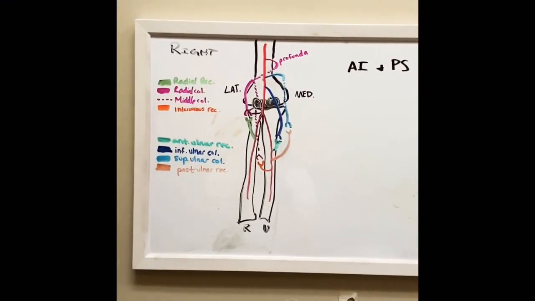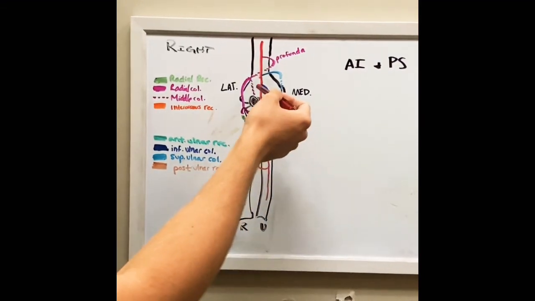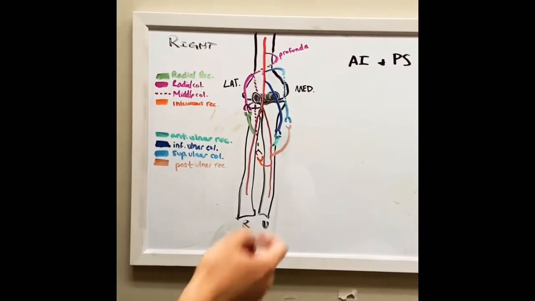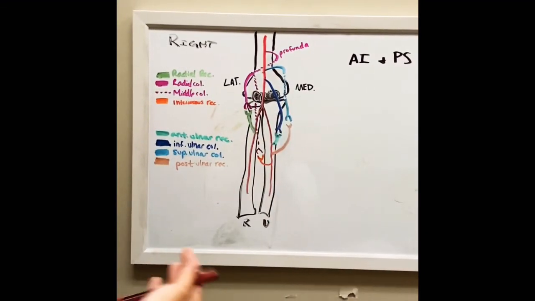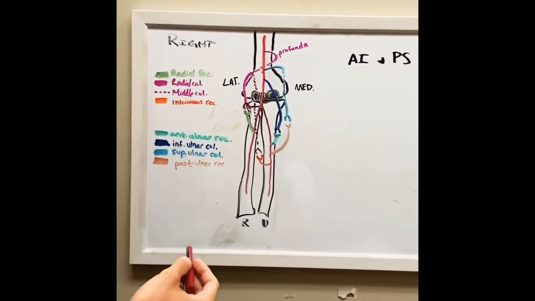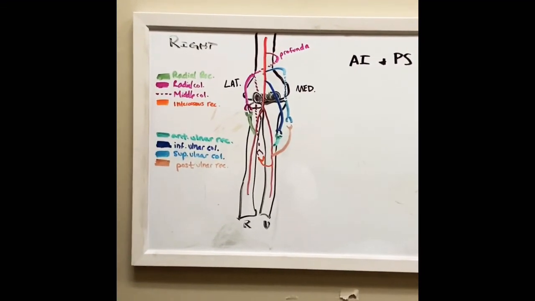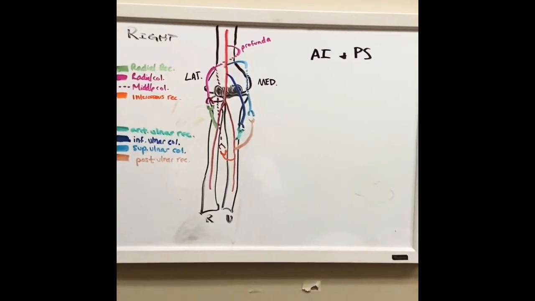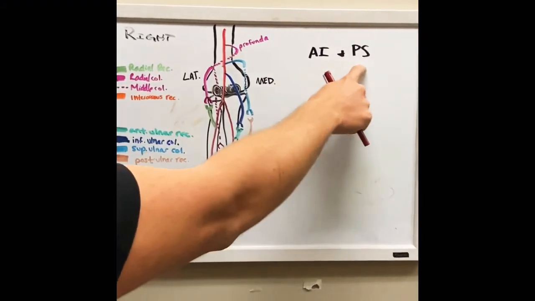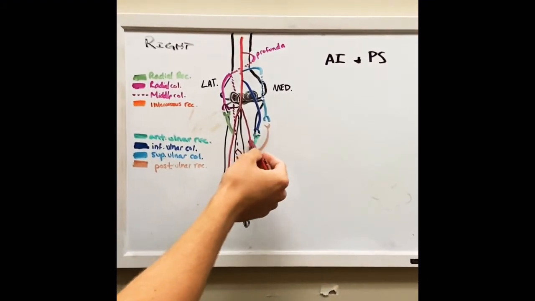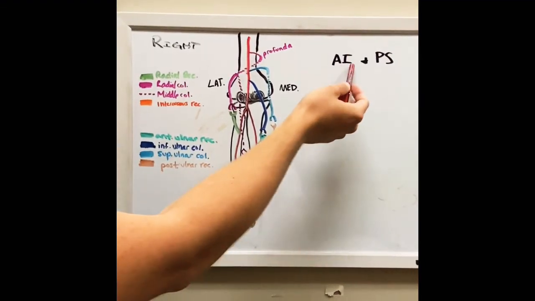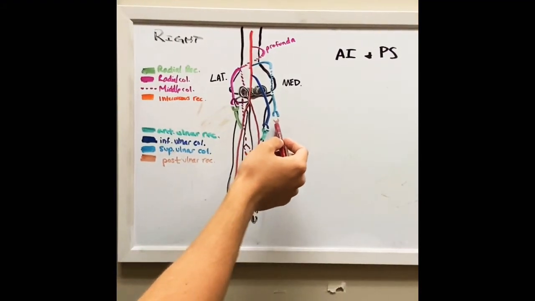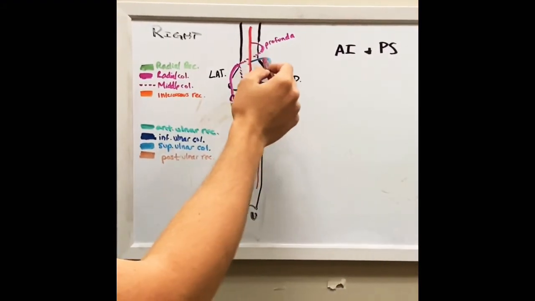Then flipping to the medial side of your arm, off of your brachial artery, you're going to have a superior and an inferior ulnar collateral artery. These arteries are going to come down and anastomose with other recurrent arteries, called your posterior and your anterior ulnar recurrent arteries. Just a quick acronym that you could use to remember those: I would always just remember AI and PS. Your anterior ulnar recurrent anastomoses with the I, inferior ulnar collateral. And your posterior ulnar recurrent anastomoses with the S, superior ulnar collateral.